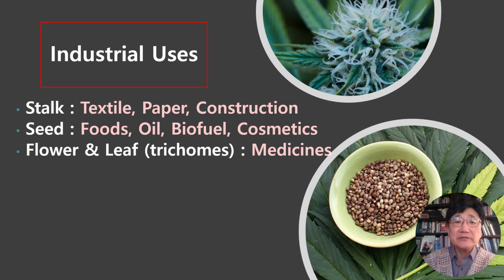After 2000, various types of hemp products have been produced. The stalk is used in textile, construction, and paper production. Cannabis seeds are used in the food, biofuel, and cosmetics industry, and the flowers and leaves are used to manufacture other pharmaceuticals.